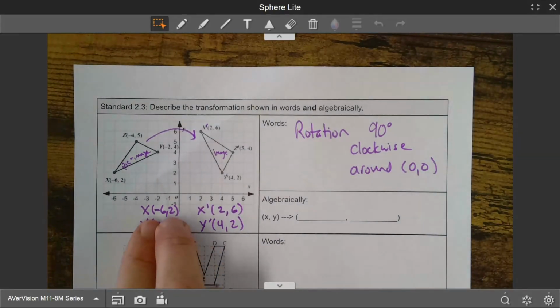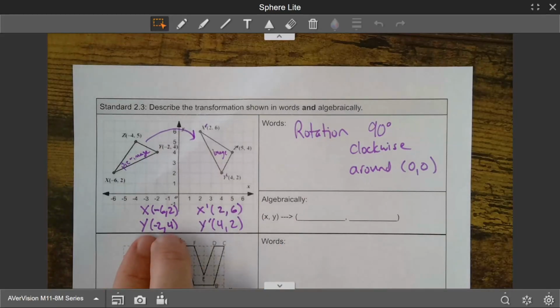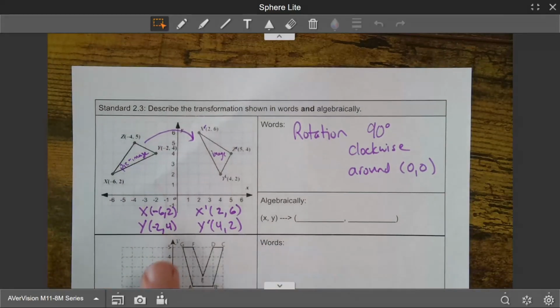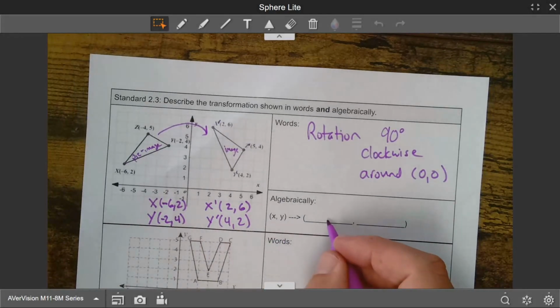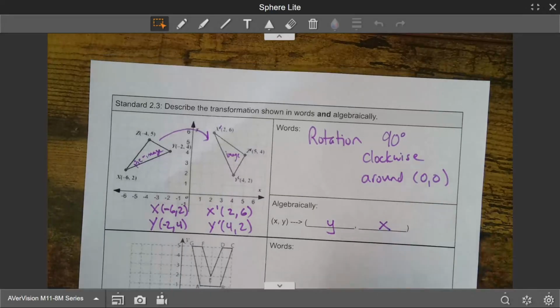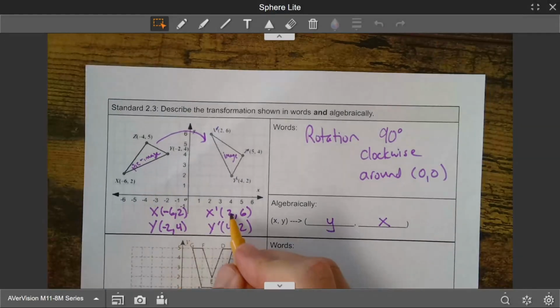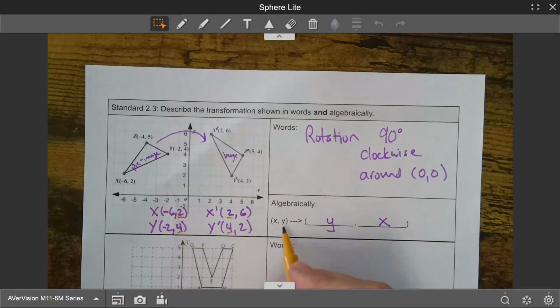Well, I see -6, 2 becomes 2, 6. -2, 4 becomes 4, 2. X and y are flipping. They are changing positions. So x, y becomes y, x. Is that all that happens? Well, 2, 4, 2, 4. The second number becomes the first number, and nothing changes. So y becomes y. Same thing.